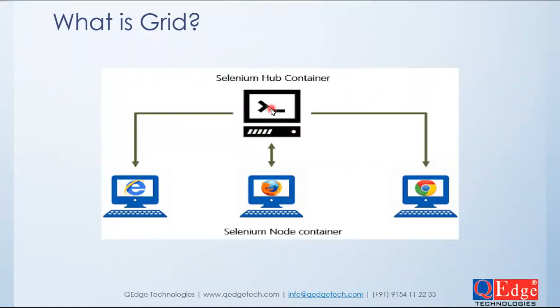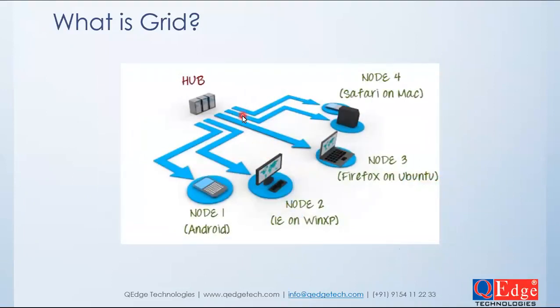So there are 2 major components involved in the grid environment, Hub and Node. Hub is a centralized computer server which is used to distribute the test cases to the node computers. What is a node computer? A client machine where you configure the test environment, meaning on which browser and on which operating system you want to run your test cases. We configure that at the node machines. The same thing again, I'm demonstrating a Hub and node machines.